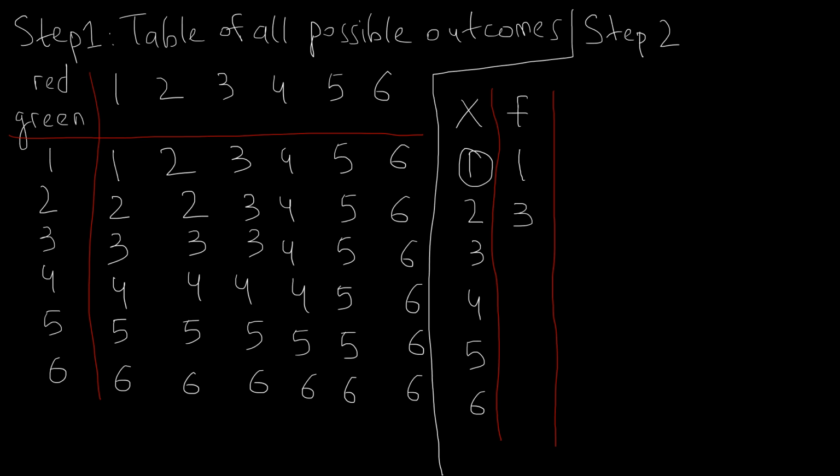So for instance, x takes on the value of 2 a total of 3 times, right? And in order to get the frequencies, you simply have to count. So if you look at the table, we see that x takes on the value of 2 only 3 times. So I note that the frequency is 3 over here, and then we simply keep counting. So we see that x is equal to 3 a total of 5 times, x is equal to 4 a total of 7 times, x is equal to 5 a total of 9 times, and x is equal to 6 a total of 11 times.